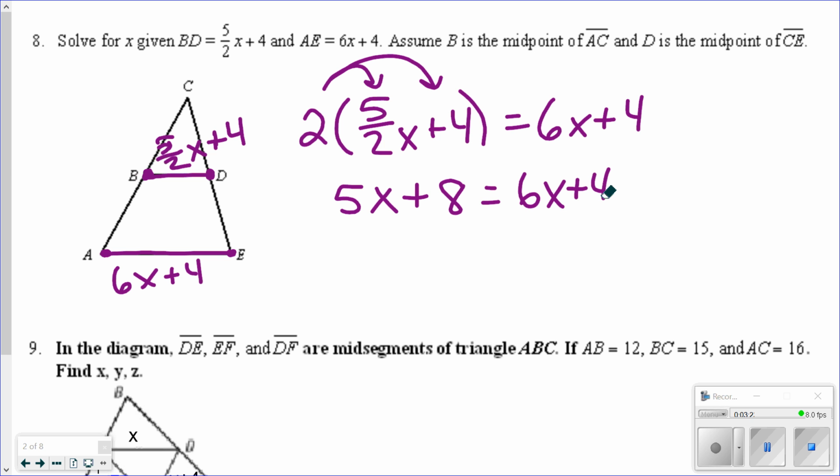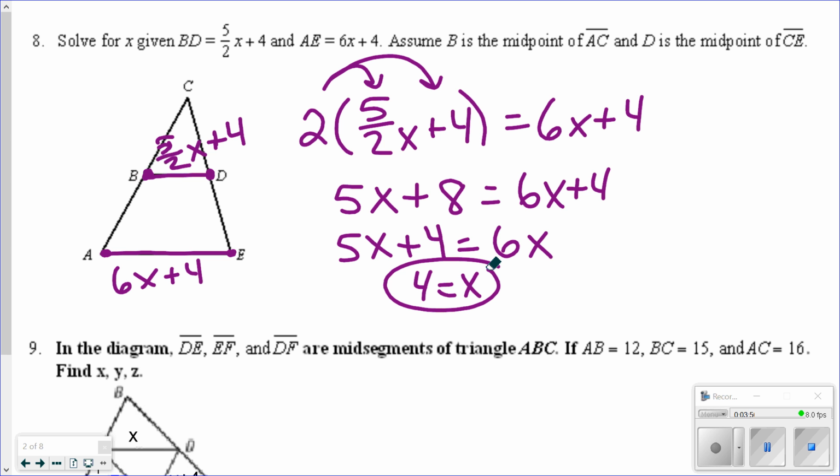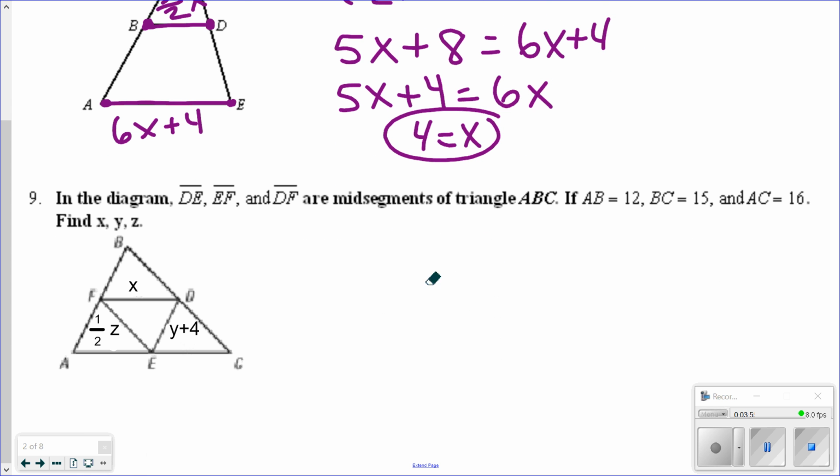Let's subtract 4 from each side. When I do so, I am left with 5x plus 4, because I subtracted 4 from 8, and that is equal to 6x. Next I need to subtract 5x from each side, and when I do so, I end up getting that 4 is equal to x, and I am done. Let's scroll down for number 9.